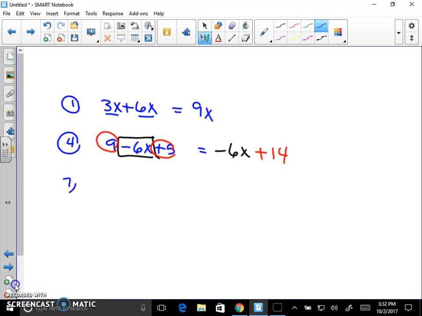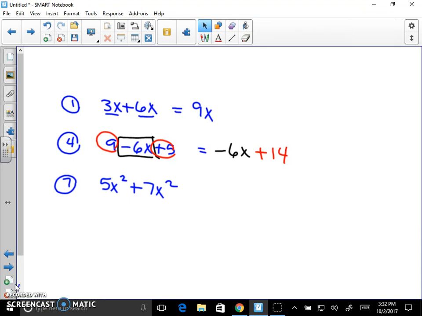Number 7, 5x squared plus 7x squared. Okay, so now we're going to look at this variable. It's an x, and so is this one, and it's raised to the second power, and so is this one. So these are called like terms. So when they're like terms, just like the other ones, you add the coefficients. So 7 plus 5 gives you 12x squared.